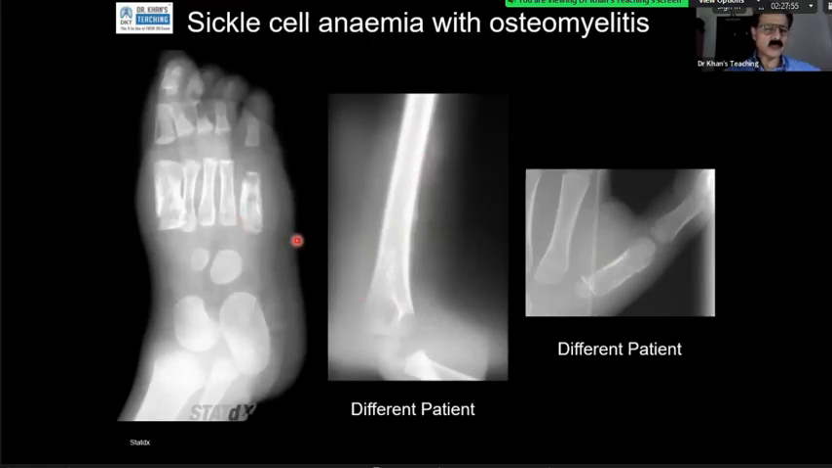This one is a better example for the exam because you can see multiple findings. If you see here, look at this metatarsal and look at the soft tissue swelling. And then you can see sclerosis here in the first metatarsal. So there is avascular necrosis here, and there is secondary infection or osteomyelitis here. And sickle cell can involve everything.